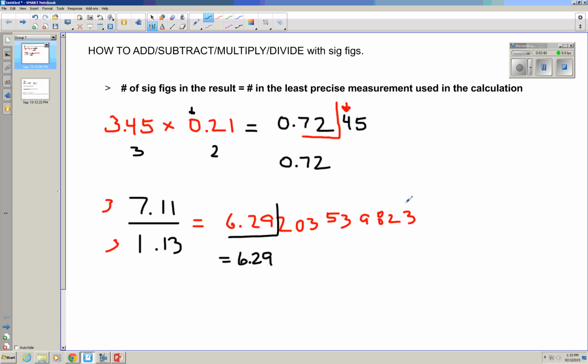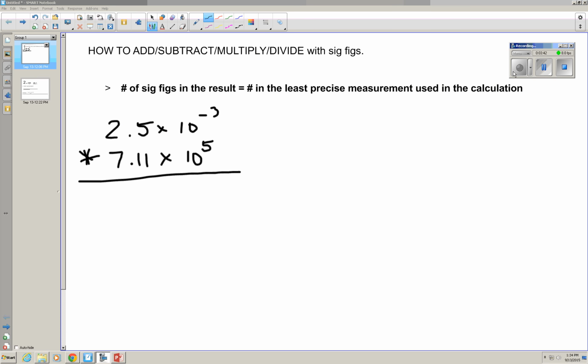Okay, let's go to another example. Okay, here's your problem now. I've done something a little tricky. I've put the numbers in scientific notation. This is 2.5 times 10 to the minus 3 and 7.11 times 10 to the 5. And we want to multiply those together.